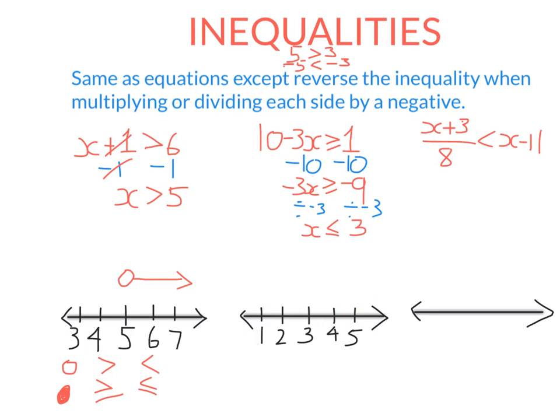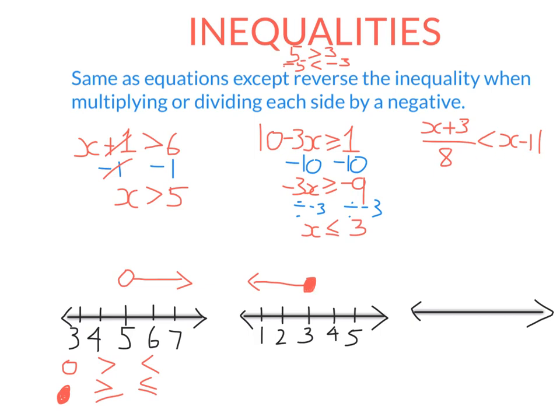So we're going to start at 3. This time we want all the numbers less than 3. So we draw a line that points to all the numbers less than 3. Now, because this is a less than or equal to, I'm going to shade in the circle. This time I'm including 3 in my solutions. 10 minus 3 times 3 is greater than or equal to 1. This time 3 is a possible solution, hence why it's shaded in.